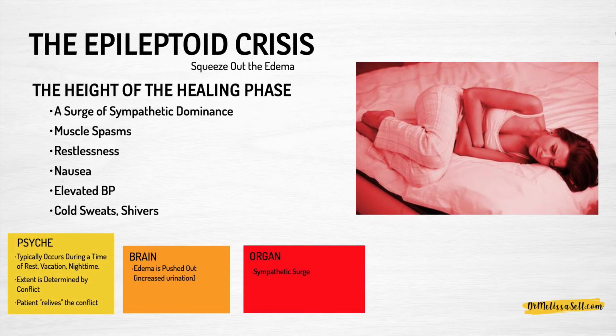The epileptoid crisis is the halfway point, once your body reaches the point of maximum vagotonia, maximum relaxation and swelling. This is the big squeeze to squeeze out the edema from the brain and the organ. During this time, you may have severe uterine cramps, muscle spasms, restlessness, cold sweats and shivers. This will typically happen during nighttime or the early morning, at a time when you are the most relaxed.